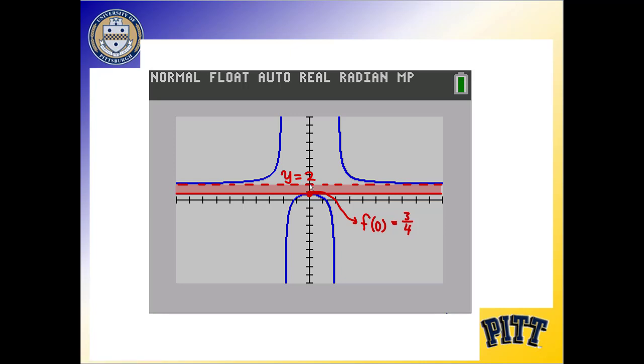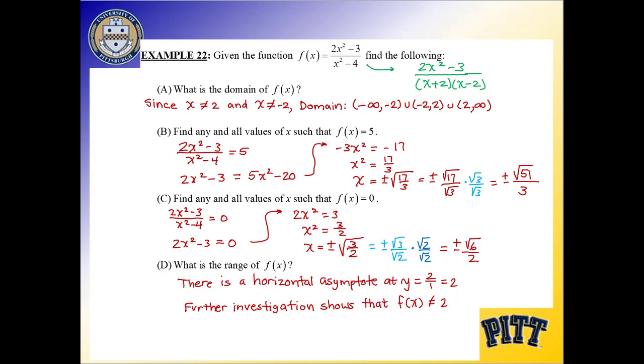So the range has to be defined more carefully, because it's excluding all values that are more than 3/4 and all the way up to 2. The range would be better defined as stating that it goes from negative infinity to 3/4 and then from 2 to infinity, including the 3/4, excluding the 2.